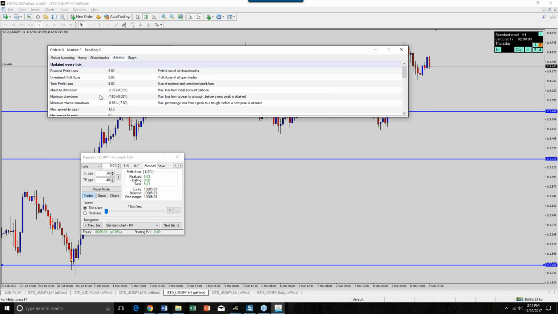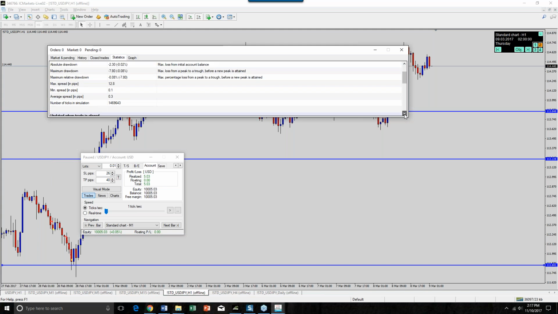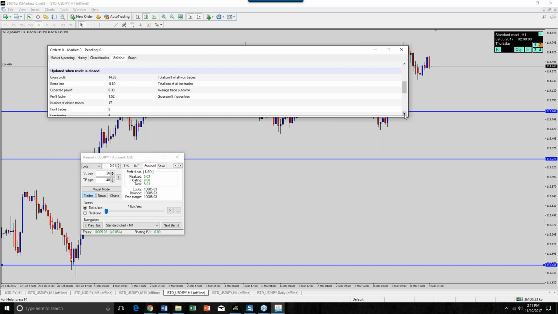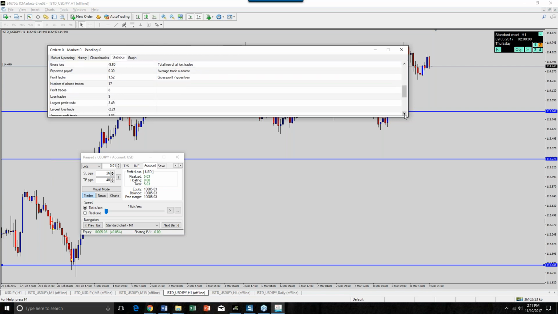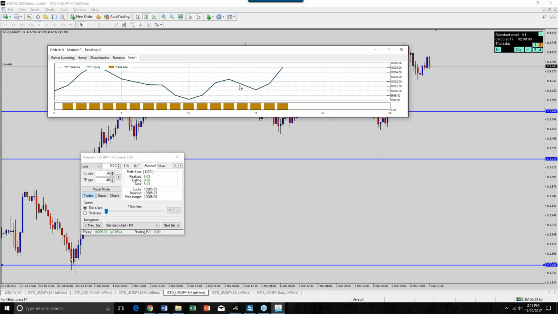So absolute drawdown, there you go. We can go through that. Profit factor, number of trades, profitable trades. We still lost trades. That's pretty good, right? Largest profit, largest loss. 1-to-1. We were okay. We lost 7 in a row. Oh, that's not good. But you can see over the long term basically what it is, and we can see we basically went down, up, down.